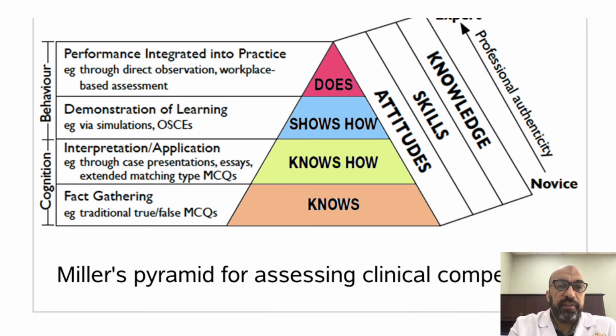I think all of you are familiar with Miller's pyramid for assessing clinical competence, which has 4 levels, starting with knows, knows how, shows how, and does. Also, it includes the professional authenticity, from a novice learner until becoming an expert learner. Today we are speaking about the does level, the highest level of Miller, which is in the workplace and needs workplace-based assessment for evaluating the competencies of the trainee or the learner.